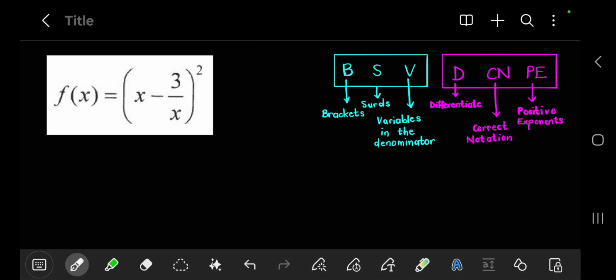Here is question 4. We have f of x is equal to (x minus 3 over x) all squared. So working in order, we first check for brackets, which we do have, so we need to get rid of those brackets. Since we've got a binomial squared, we know that it is going to result in a trinomial. To get the first term, we square the first term, which would be x squared.